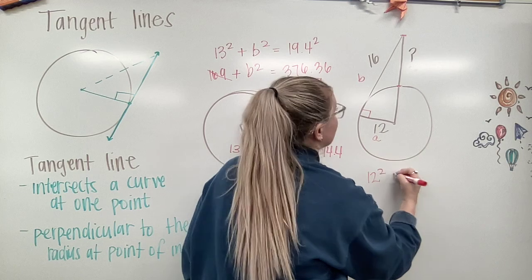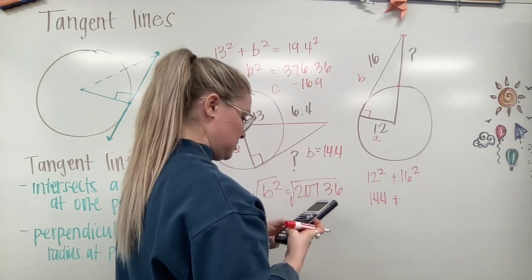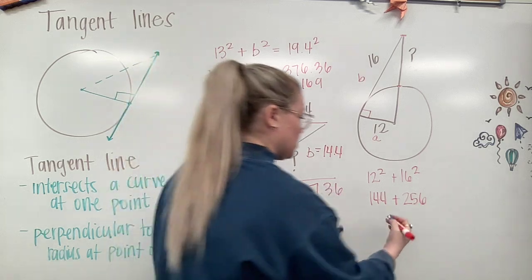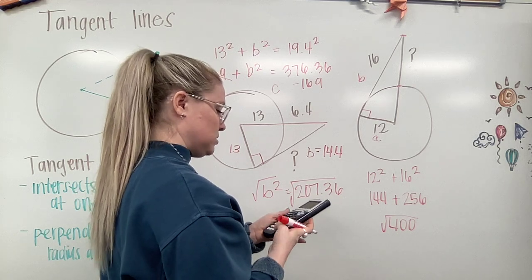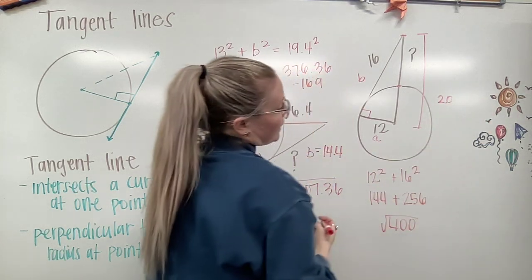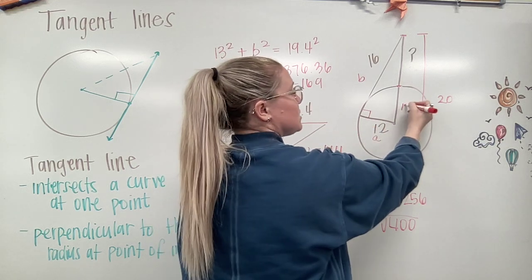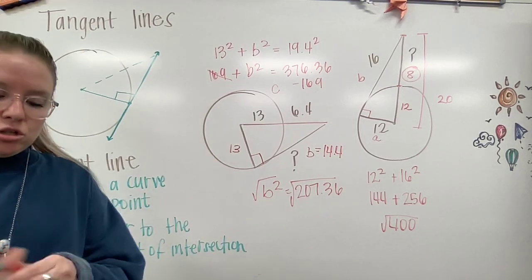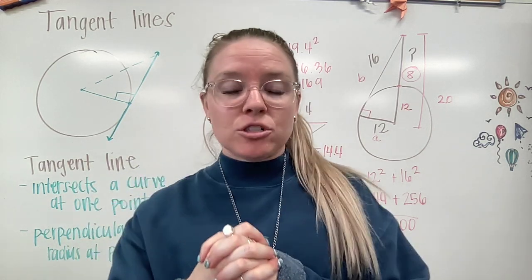So here we have 12 squared plus 16 squared, so that's 144 plus, I think that's 196, that was wrong, it's 256. Plus 144, we get 400. And I'm going to square root that to solve for my hypotenuse, and I get 20. So this full distance here is 20, but I only want this distance. Again, we know that this radius is 12, telling me that this distance here is 8.